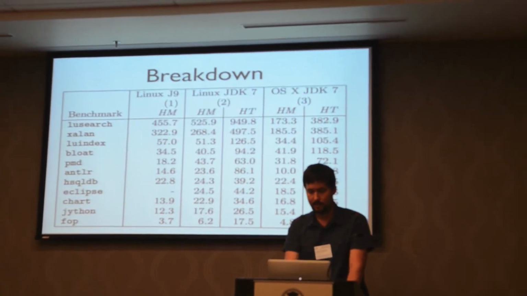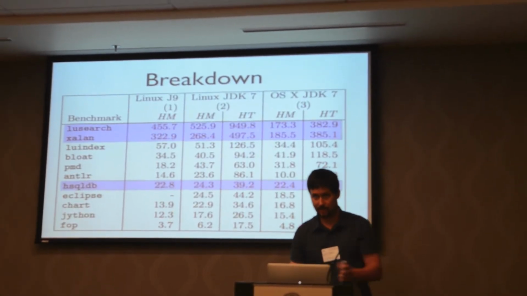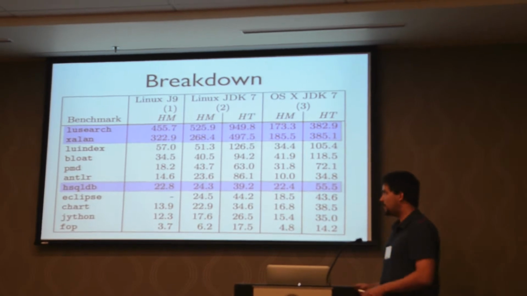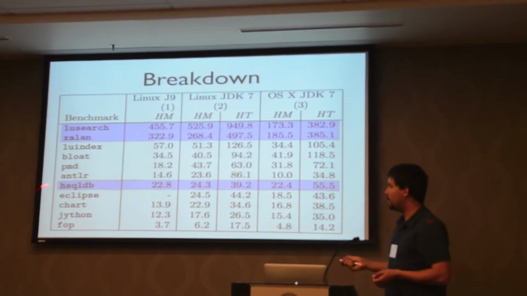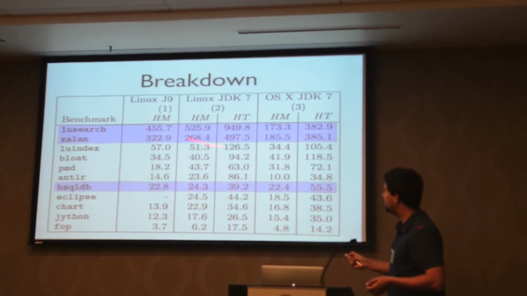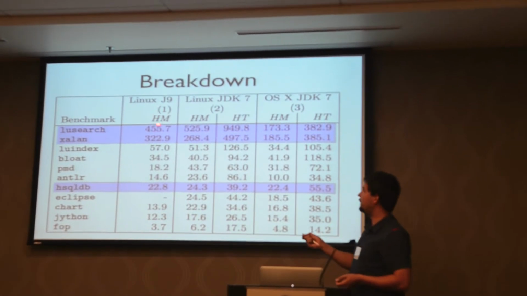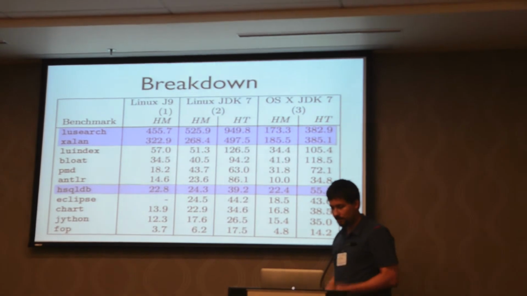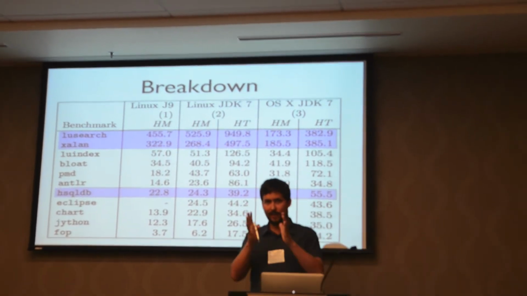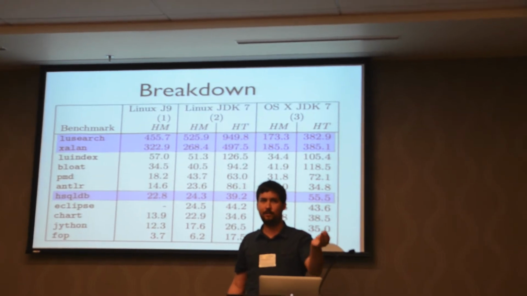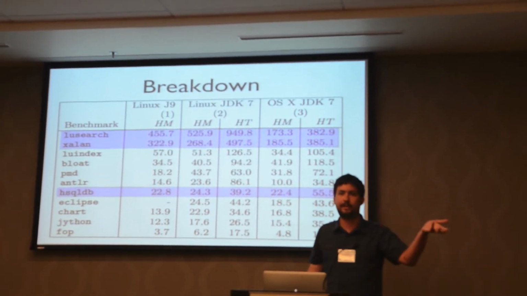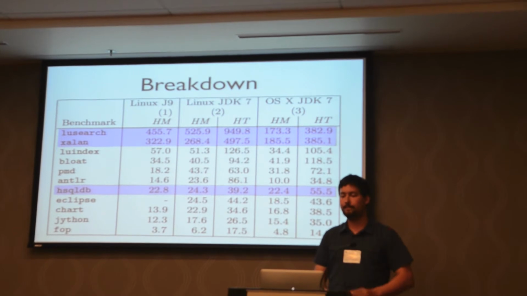Why is this? If you look at the breakdown per benchmark, you will notice that the benchmarks in DaCapo that are multi-threaded have higher overhead in both the hash map and heap tagging approaches. Now this is because, of course, we have one hash map, and we are synchronizing on this one common shared hash map throughout the program.